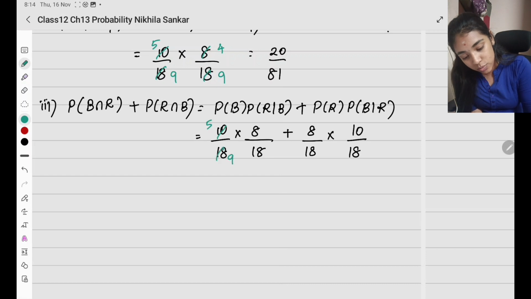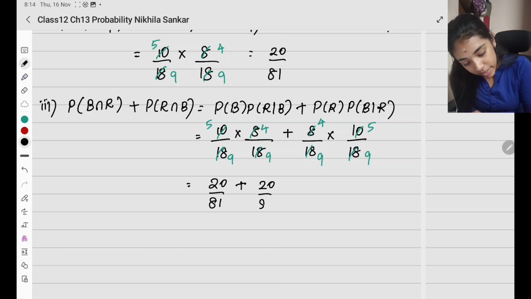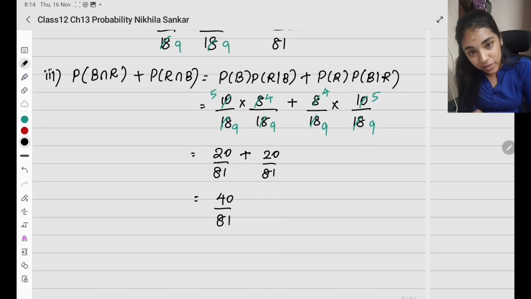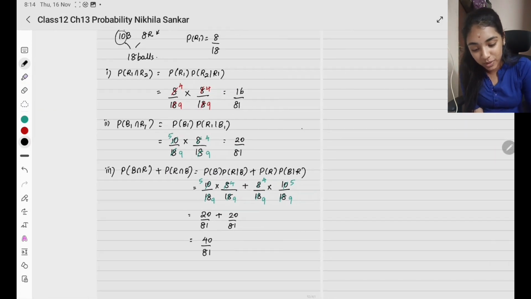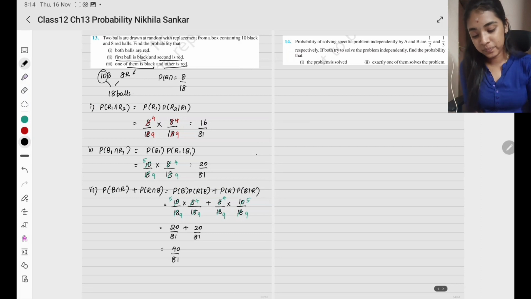2 5s are 10, 2 9s are 18, 2 4s are 8, 2 9s are 18. So what do I have? 5 4s are 20 by 81 plus 20 by 81. So this is going to be 40 by 81. Don't add the denominator. So it is going to be 40 by 81. Okay, please copy.